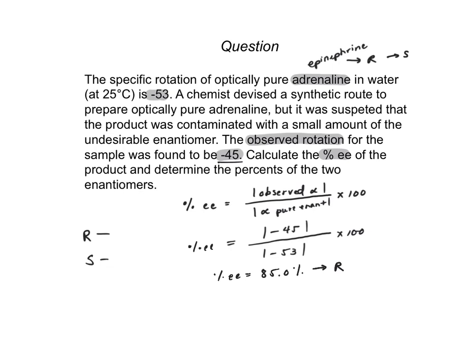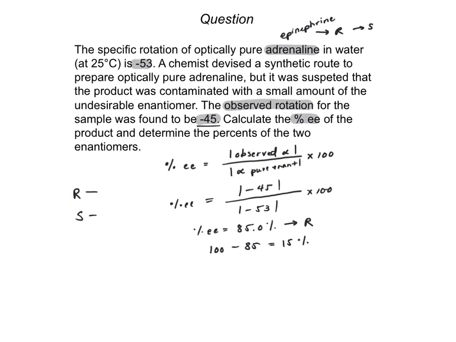Now, the remaining solution, right, which is the difference between the 100%, all of the solution, and what's in excess, is 15%. And that 15% is essentially that racemic mixture, right? So again, 15% of this overall solution is racemic, which means that 7.5 is R and 7.5 is S, okay?